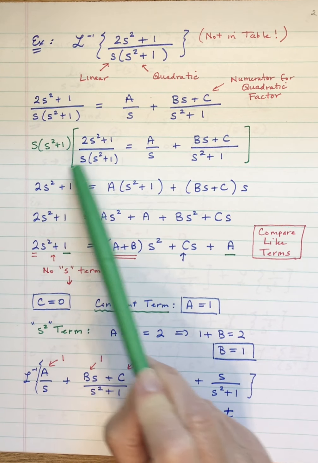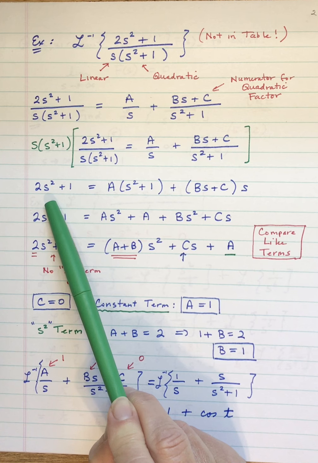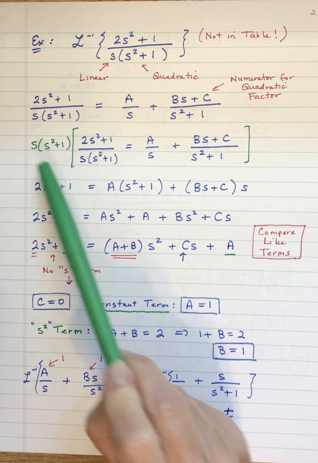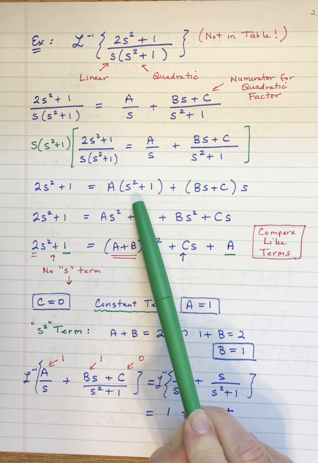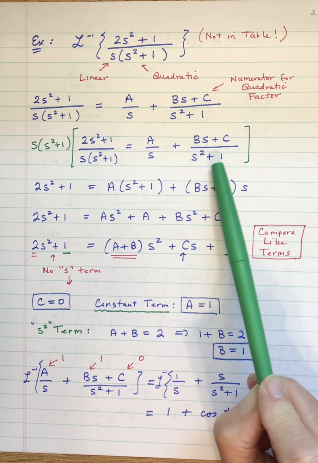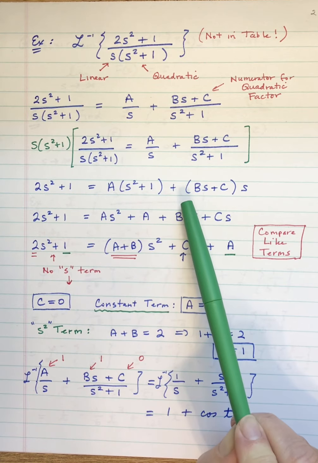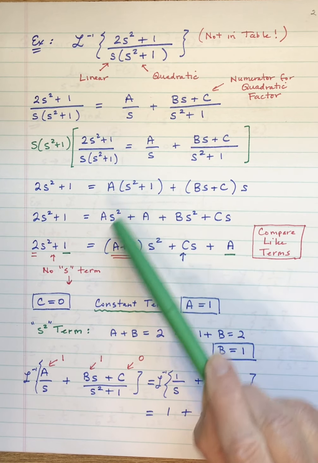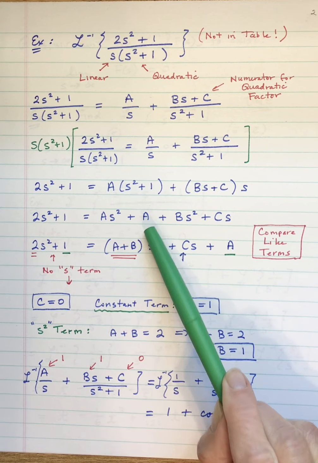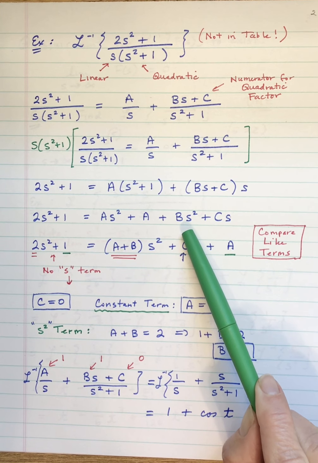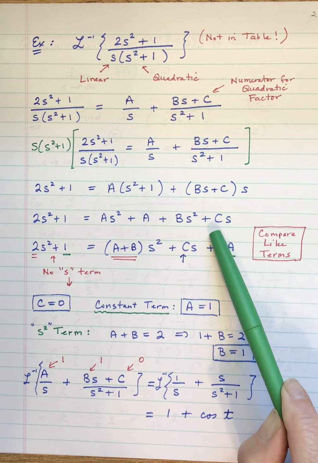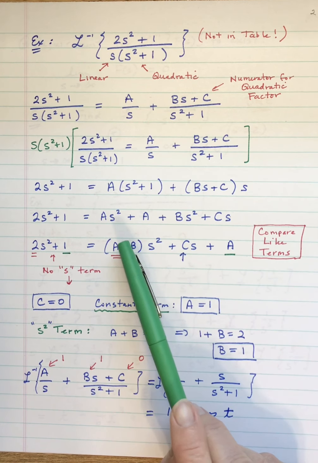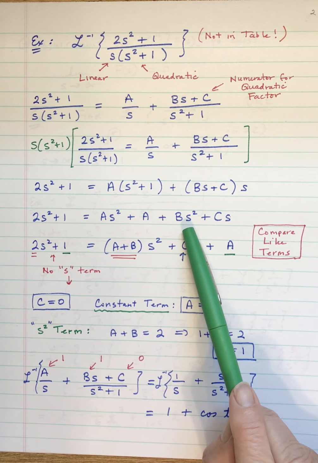So what happens? The denominators cancel. You're left with 2s squared plus 1 on the left. s cancels. You're left with A times s squared plus 1. The s squared plus 1 terms cancel. So you're left with the factor Bs plus C times s. Now this time, instead of plugging in numbers, let's expand it and compare like terms. So we just multiply A times s squared plus A times 1. Bs times s gives you B times s squared. C times s gives you Cs. Now, we have an s squared term and another s squared term.